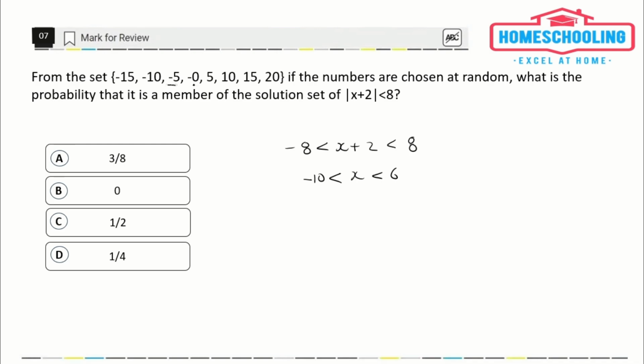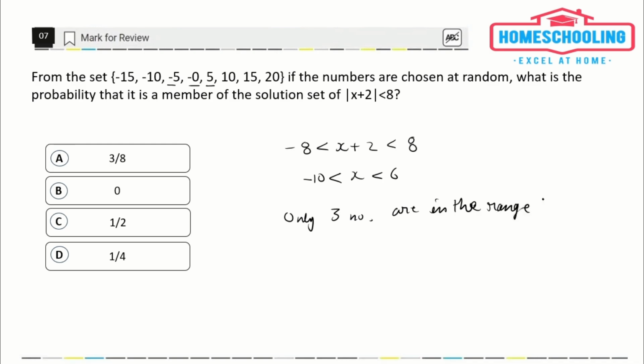So -5 is greater than -10. We cannot take -10, because if it was given x is greater than or equal to -10, then we would have taken this number, but it is only greater than, so we'll take -5, 0, and 5. So we'll have three favorable values of x in this limit. So only three numbers are in the range.